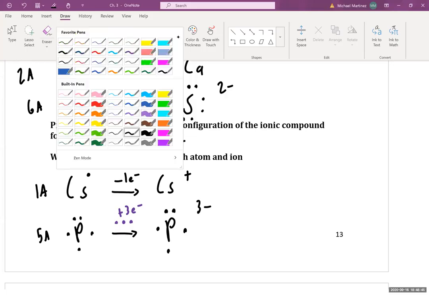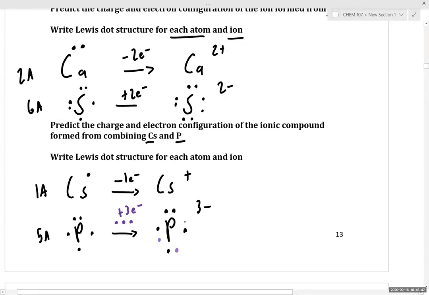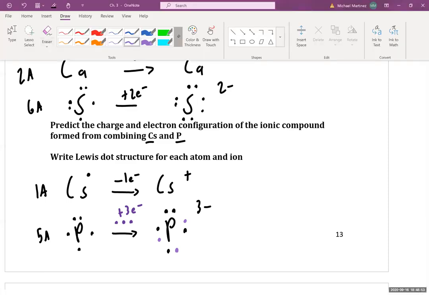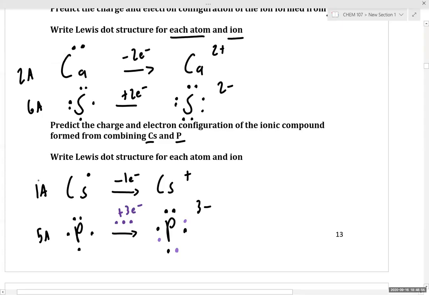Professor, I don't understand the gain and the loss. Where do we get that from? Well, metals such as cesium prefer to lose electrons, and non-metals like phosphorus prefer to gain electrons. And we gain or lose electrons to reach an octet, which is 8 electrons total. Does that make sense?